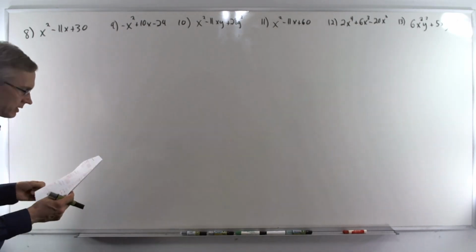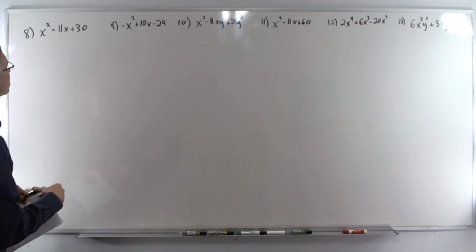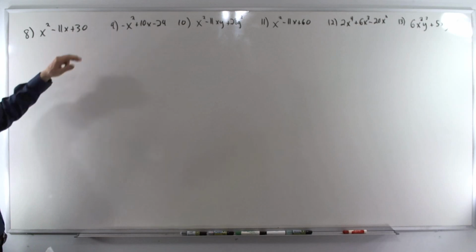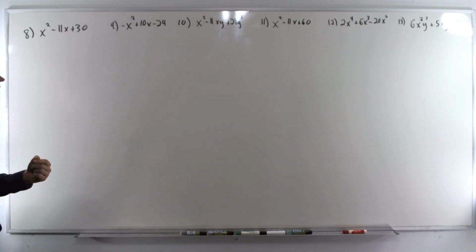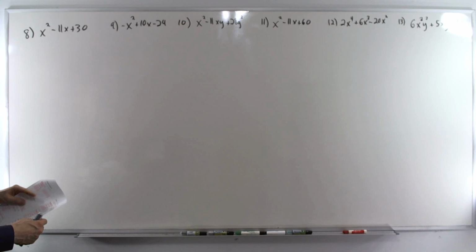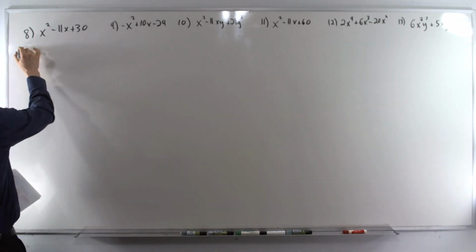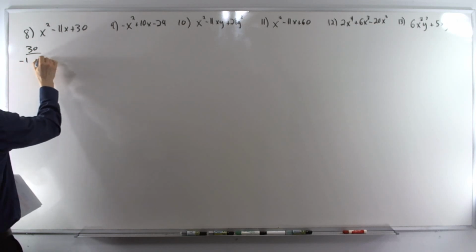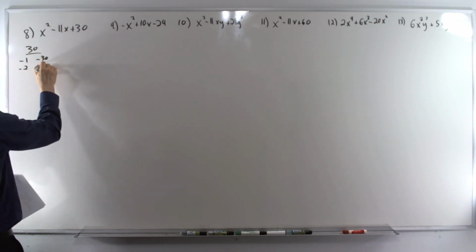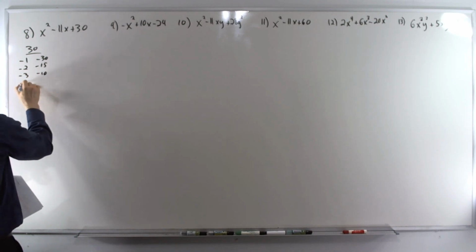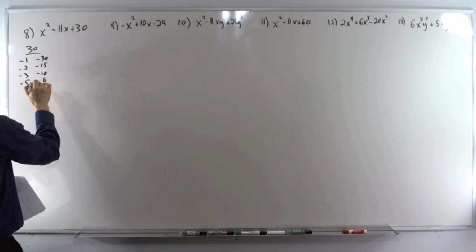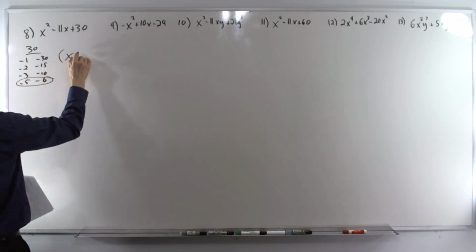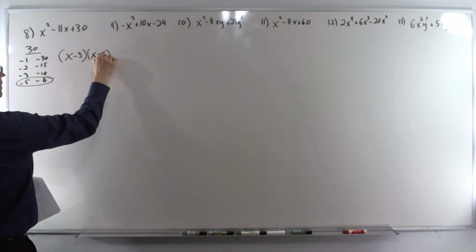Number 8. We need two numbers to multiply to get positive 30 and to get negative 11. Since this is positive, the numbers will either be both positive or both negative. The middle term is negative, so that means they'll both be negative. Factors of 30: negative 1, negative 30, negative 2, negative 15, negative 3, negative 10, negative 5, negative 6. Which one adds to negative 11? That's these two. So we got x minus 5, x minus 6.